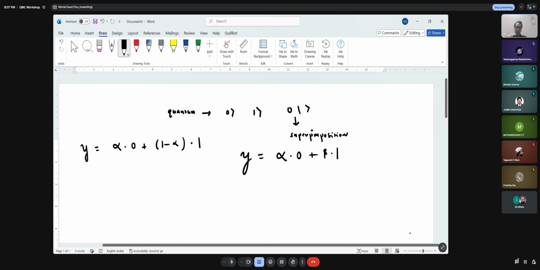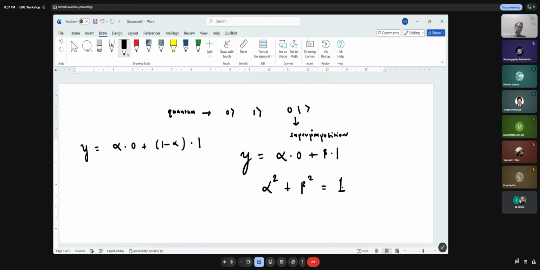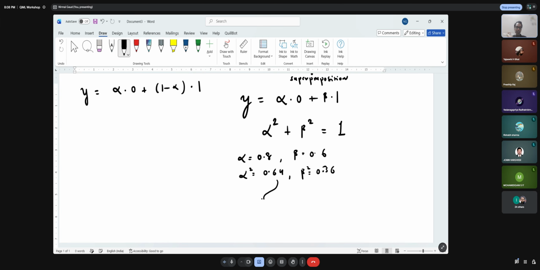That's a problem, because according to quantum, the condition alpha square plus beta square should be equal to 1. They are now representing the probability. Let's say alpha is 0.8, beta is 0.6. So alpha square will be 0.64, beta square will be 0.36. It means that 0 is contributing 64% and 1 is contributing 36%.